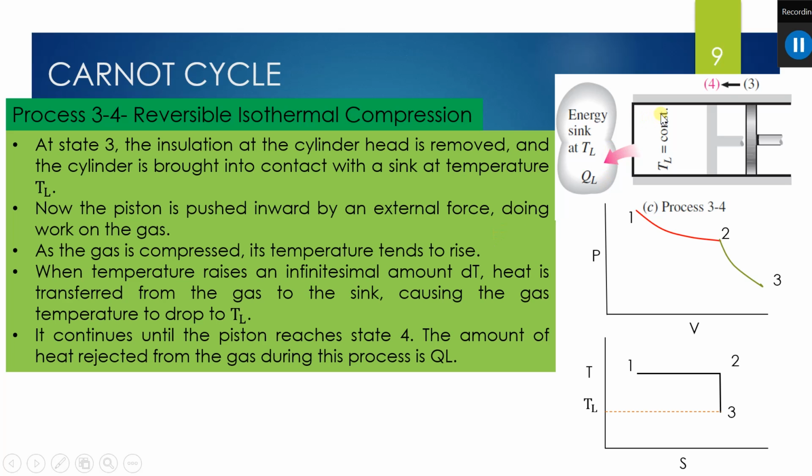So this process continues until the piston moves from 3 to 4. When the piston reaches 4, the process stops, and the total amount of heat energy transferred from the system to the surroundings is QL. Okay, and the pressure-volume graph is represented as curve 3 to 4 in the PV diagram, and the temperature of the system remains constant. Okay, and the temperature-entropy diagram is shown in the figure.